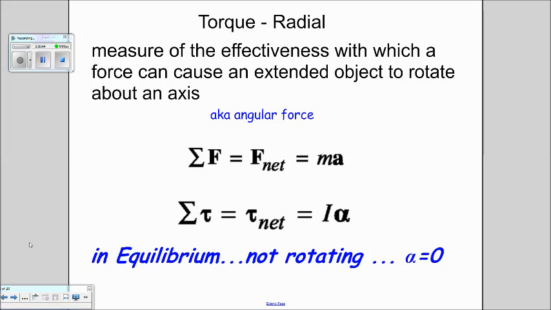Now the torque equation, using our new letters, is right there: torque equals I times alpha, or moment of inertia times angular acceleration. In equilibrium, you're not going to be accelerating angularly. You're not going to be making more revolutions per second, so that would be 0, so your torque would be 0 as well.